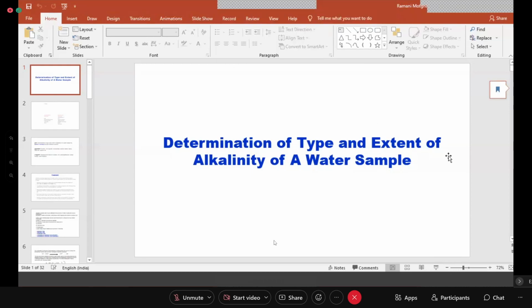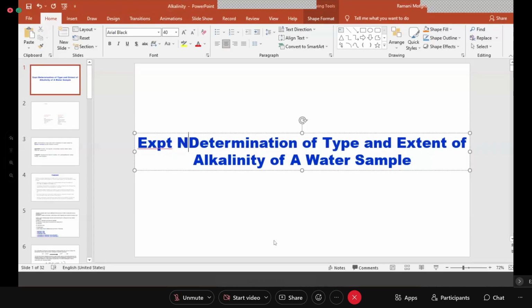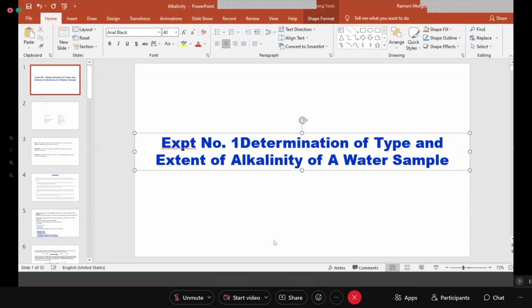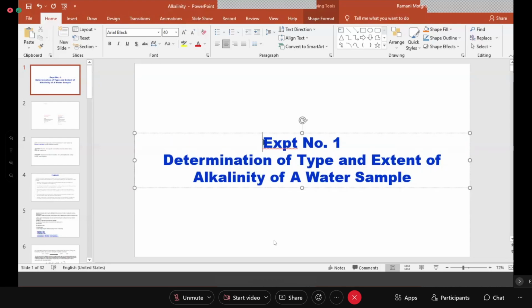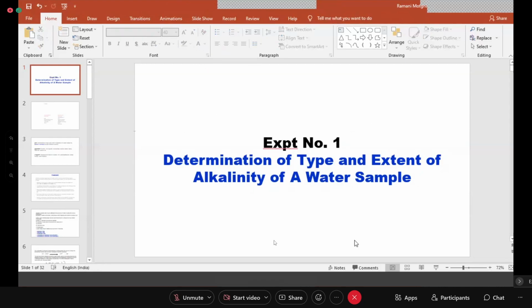Can you see the screen? Roll number 1 to 24. Yes, ma'am. Okay, I think we started with this experiment. This is experiment number 1, determination of type and extent of alkalinity in water samples.